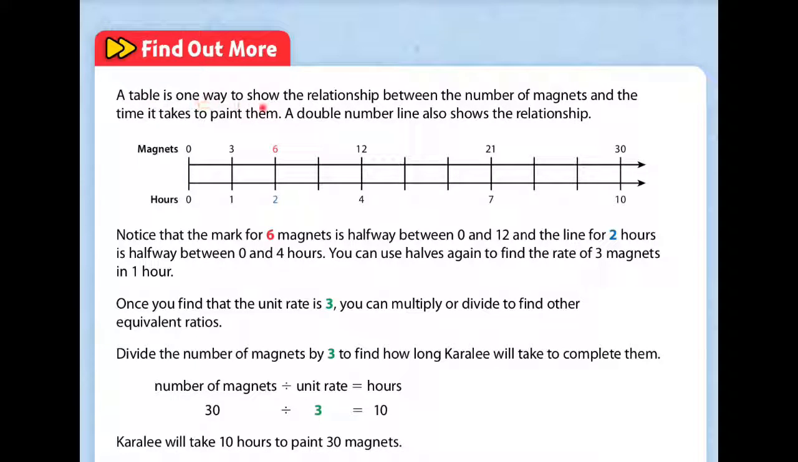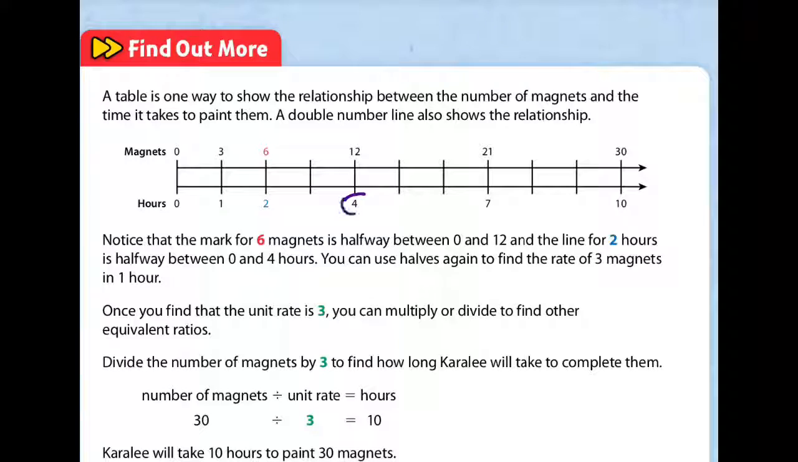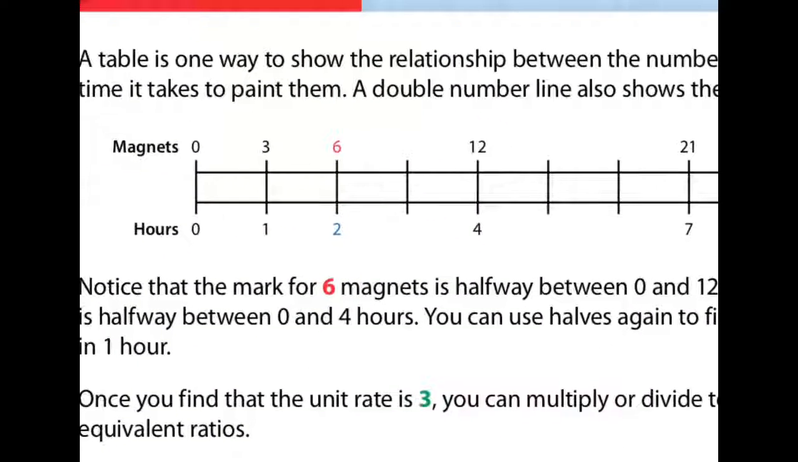So this says, a table is one way to show the relationship between the number of magnets and the time it takes to paint them. A double number line also shows the relationship. So remember, you're going to see some of the same ratios. The original ratio was 4 hours for 12 magnets, right? So you'll see some other ratios. 1 hour for 3 magnets, 2 hours for 6 magnets, 7 hours for 21 magnets. You can also see the relationship that you can multiply the number of hours by 3 to get the number of magnets, or you could take the number of magnets and divide by 3 to get the number of hours. So they're just some relationships that are going to help you answer these questions.